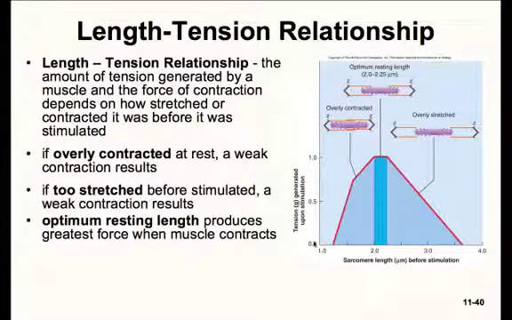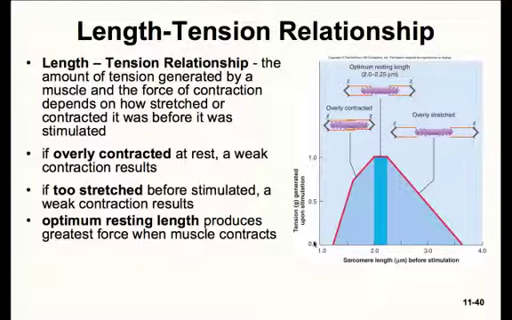So now that you have an understanding of how each individual muscle cell shortens, it's time to move up a level and look at how this relates to the action of the whole muscle. We'll begin by looking at the length and tension relationship. The amount of tension that's generated by a muscle, and therefore the force of its contraction, depends on how stretched or contracted it was before it was stimulated.